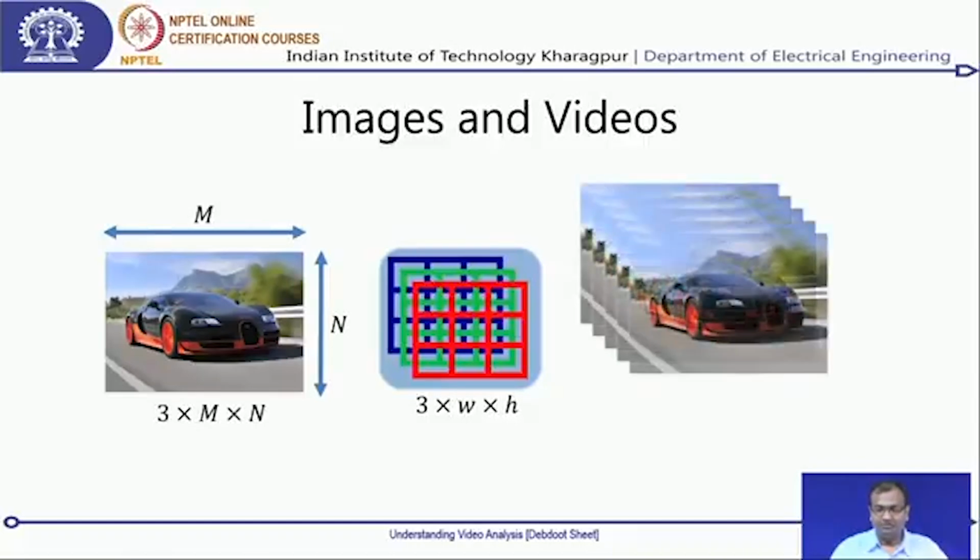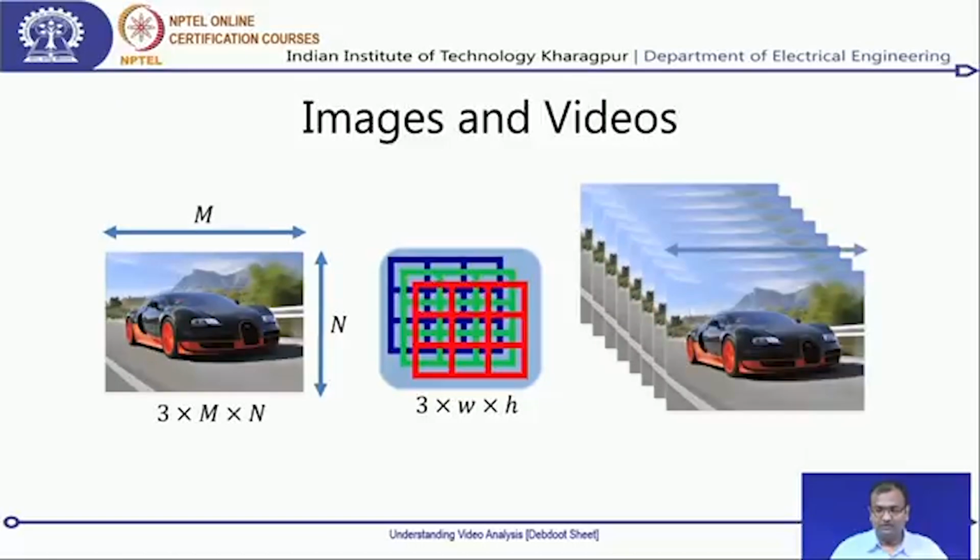Now if I look at the video side, the difference comes down to it being a collection of frames. Over time I have my camera shooting a video, so what I essentially get is a series of 2D frames, each arriving with a fixed difference of time. If I have a 50 FPS, or 50 frames per second, video acquisition system, then with a difference of 20 milliseconds I will be getting the subsequent frames coming to me.